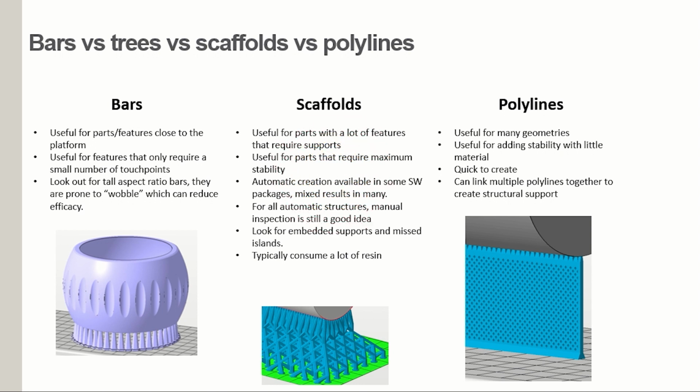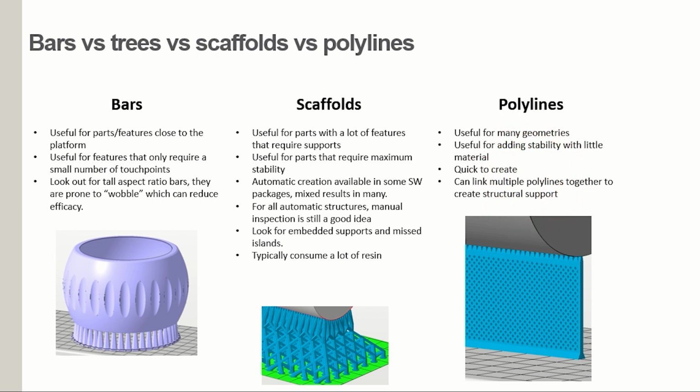Scaffolds include volumetric and lattice style supports. These work well for parts with high aspect ratios or features requiring lots of robust support. These are commonly found in softwares that self-generate support and are fast to apply. Keep in mind that they typically use a large amount of material and can embed themselves in a part if not closely inspected.